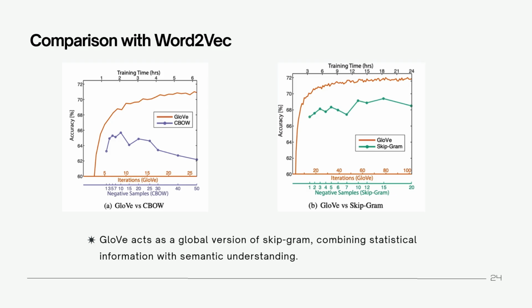GloVe can be seen as a global version of the skipgram model because it combines statistical information from the entire corpus with semantic understanding.